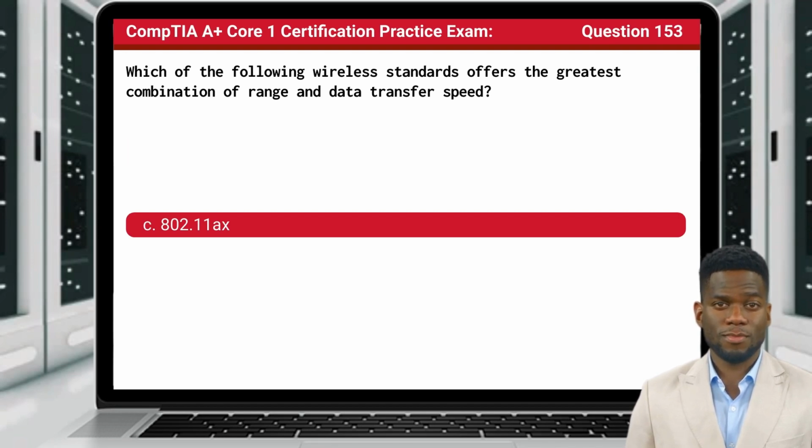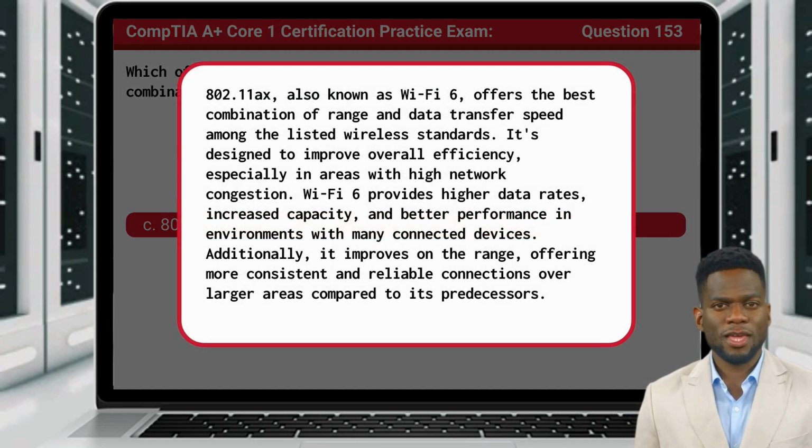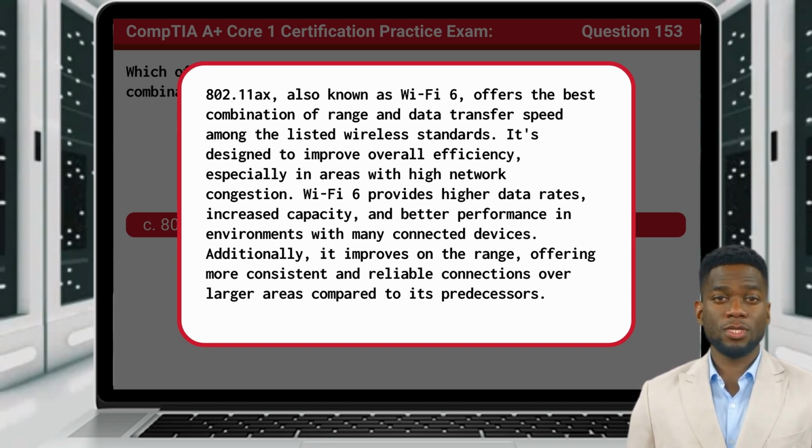The answer is C. 802.11ax. 802.11ax, also known as Wi-Fi 6, offers the best combination of range and data transfer speed among the listed wireless standards. It's designed to improve overall efficiency, especially in areas with high network congestion. Wi-Fi 6 provides higher data rates, increased capacity, and better performance in environments with many connected devices. Additionally, it improves on the range, offering more consistent and reliable connections over larger areas compared to its predecessors.